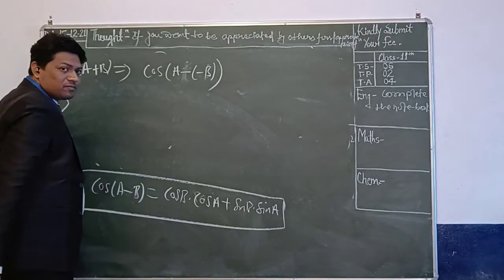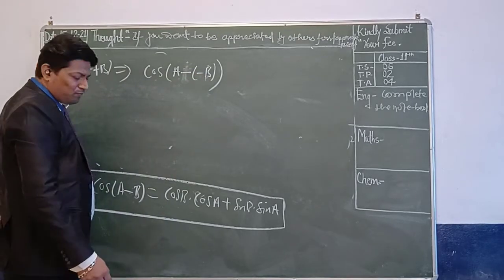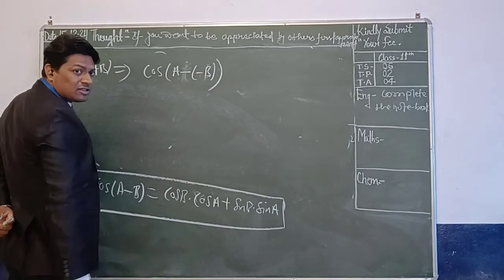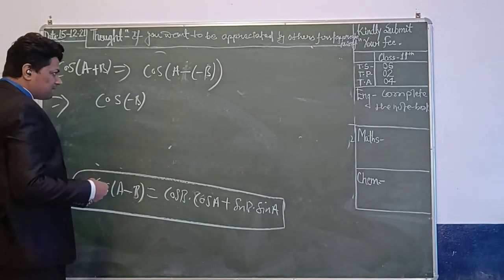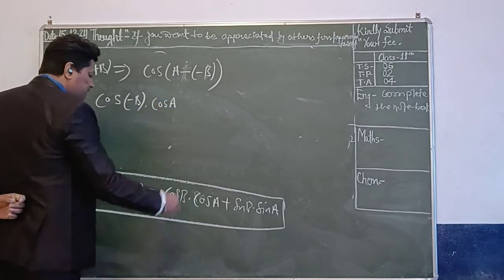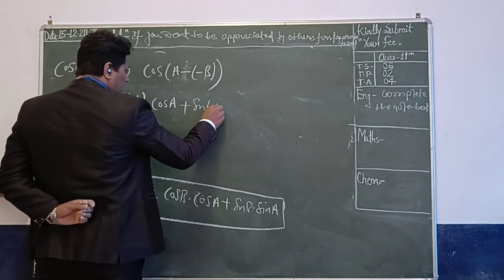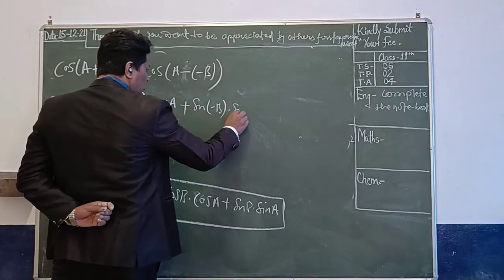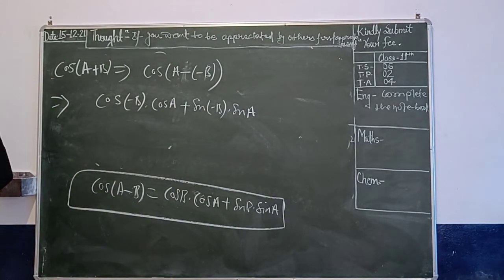Cos A minus B. Here you are getting minus, but on the place of B we have a minus. We can put minus B on the place of B. Cos A cos minus B plus sin A sin minus B. Getting my point? Cos A into cos minus B plus sin A into sin minus B.